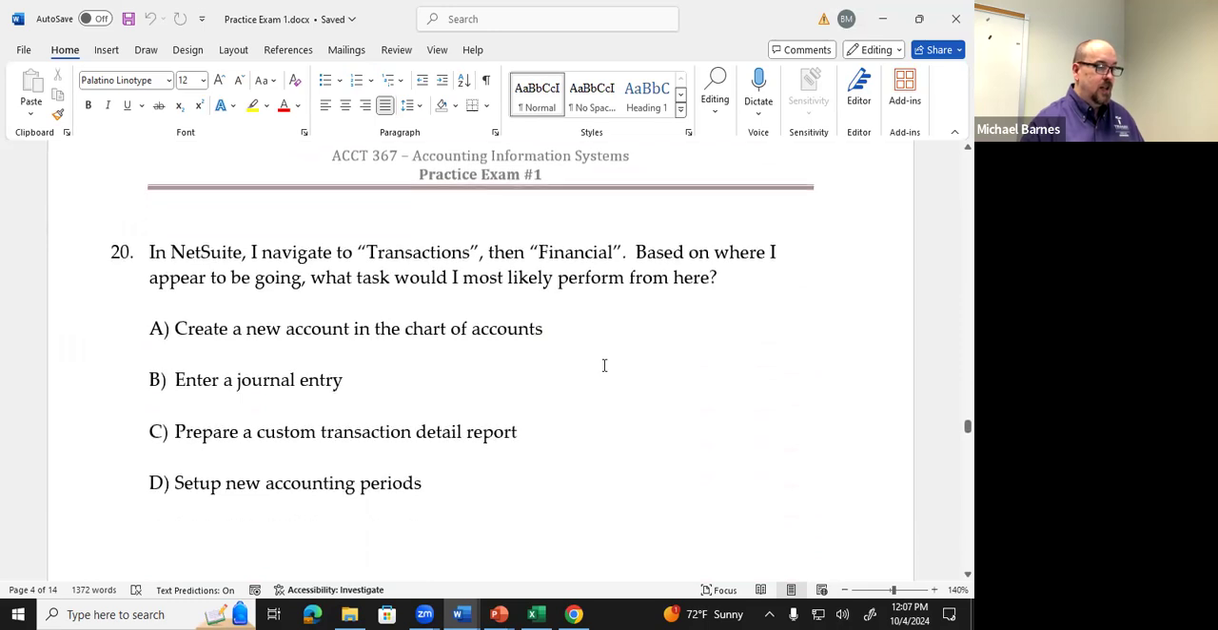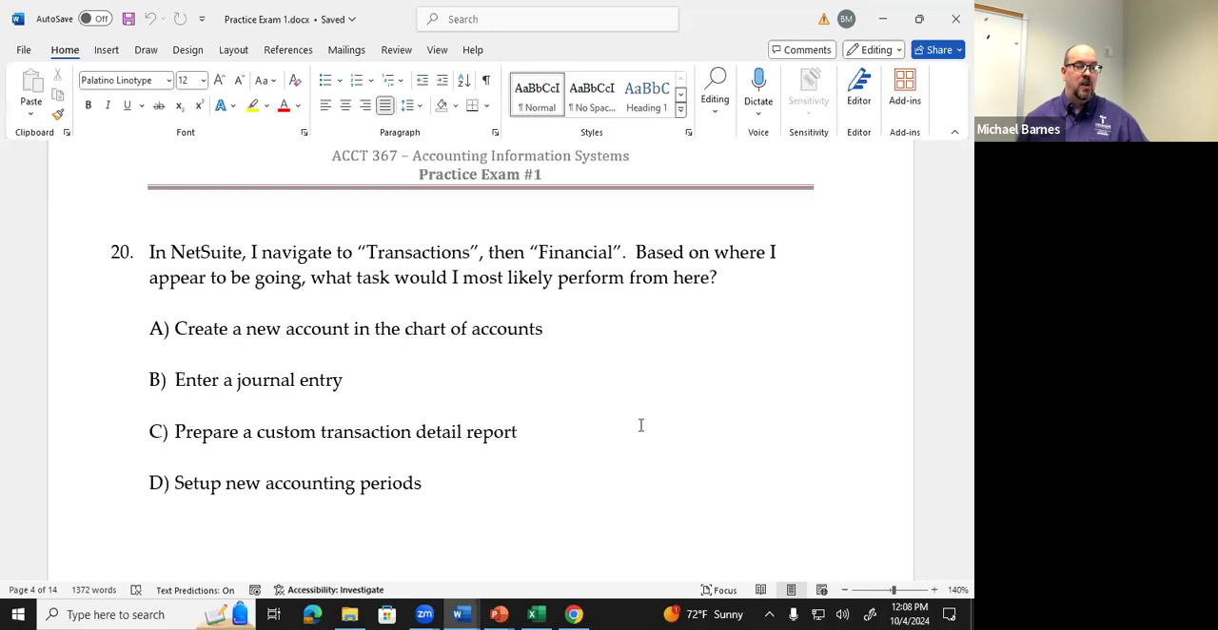All right. In NetSuite, I navigate to transactions and financial based on where I appear to be going. What task am I likely to perform here? Okay, so it's probably a transaction is what I'm going to be doing. All right, so which of these best represents a transaction? A journal entry. That's kind of how we characterize transactions in a business environment. So that's entering a journal entry.